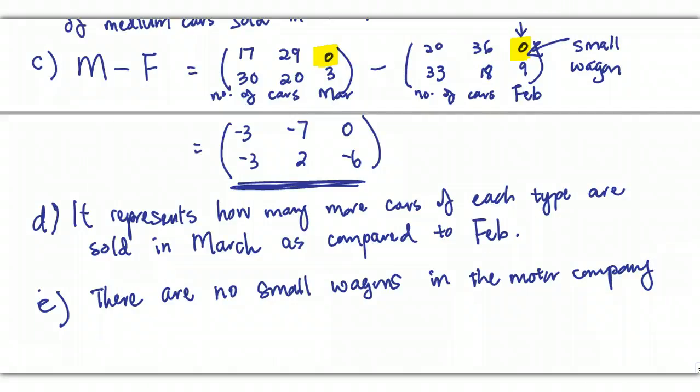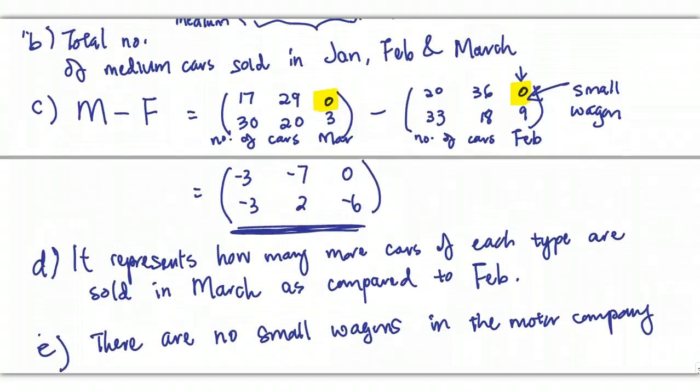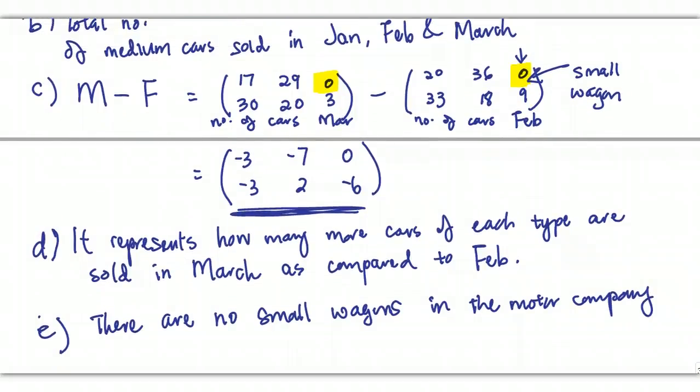Okay, so question 6 would be very typical of a matrix question, whereby besides asking you to do calculation, they will actually also ask you to do some explanation.